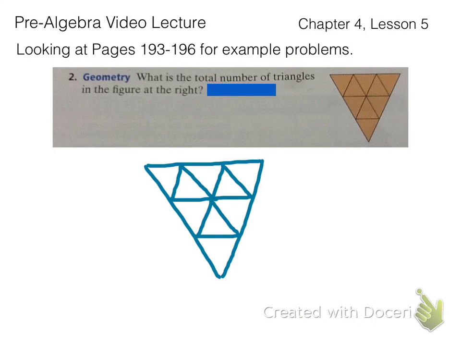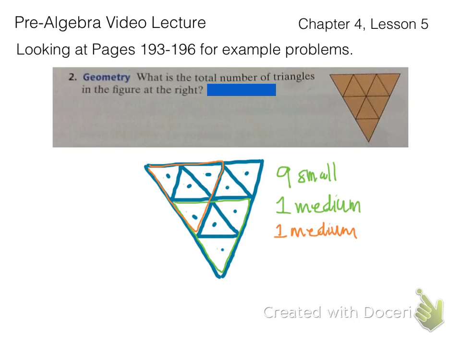Okay. So, second to last problem. How many triangles are there? Well, I'm sure you guys can figure out that there are 9 small triangles. 1, 2, 3, 4, 5, 6, 7, 8, 9. So 9 small triangles. And then there is 1 medium triangle.